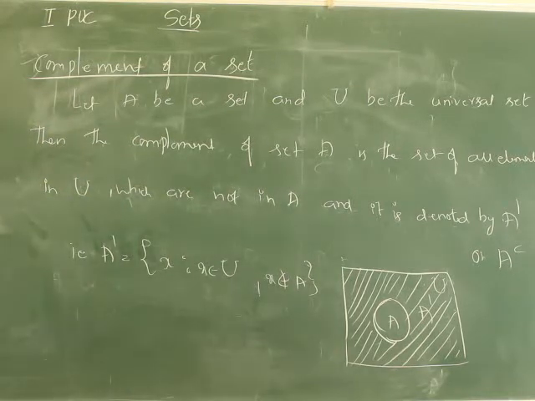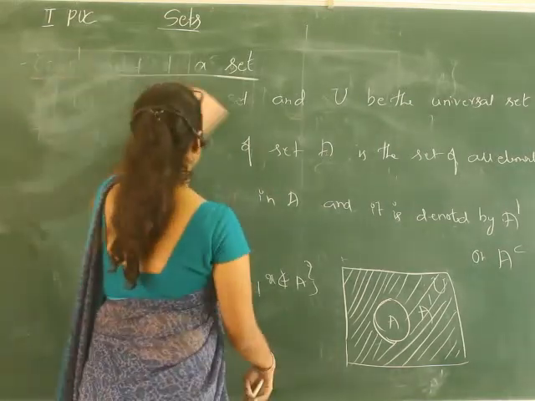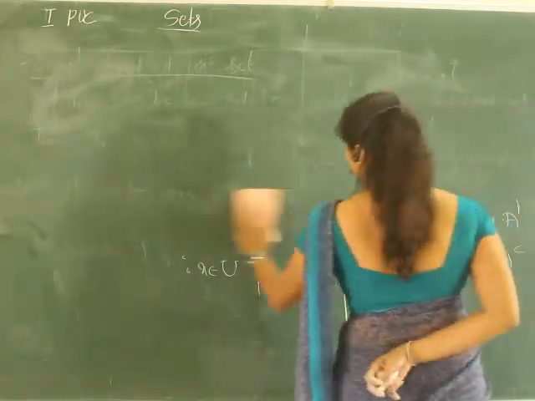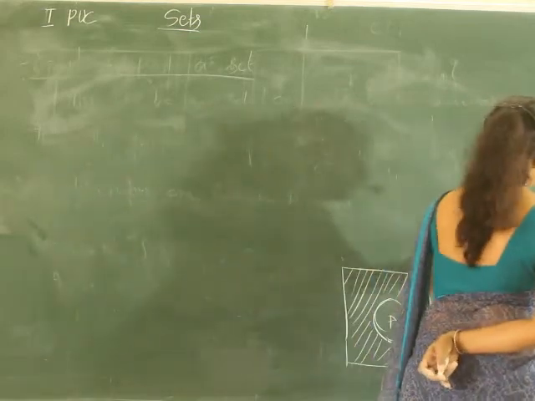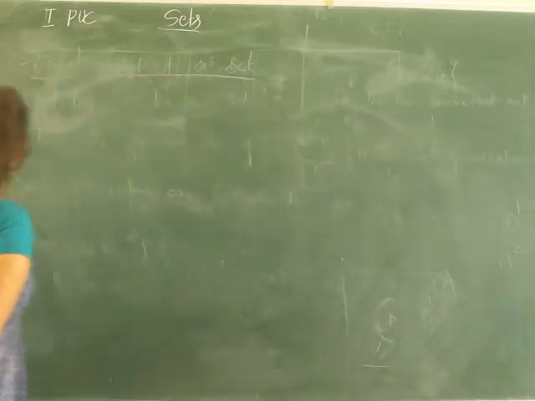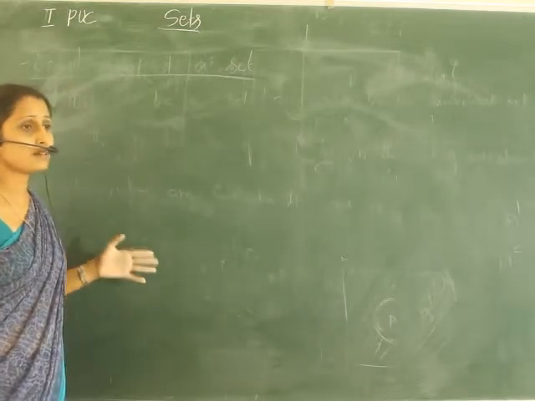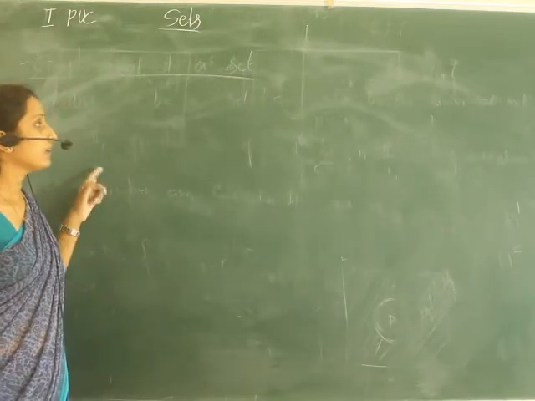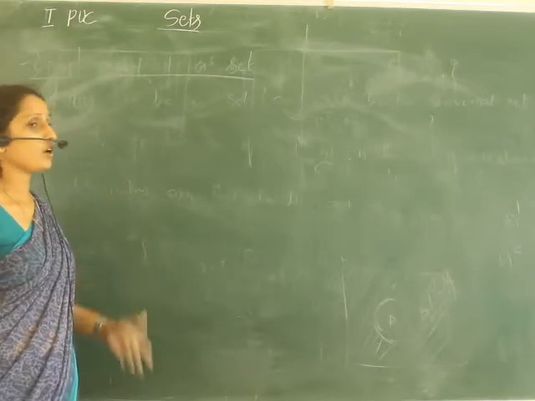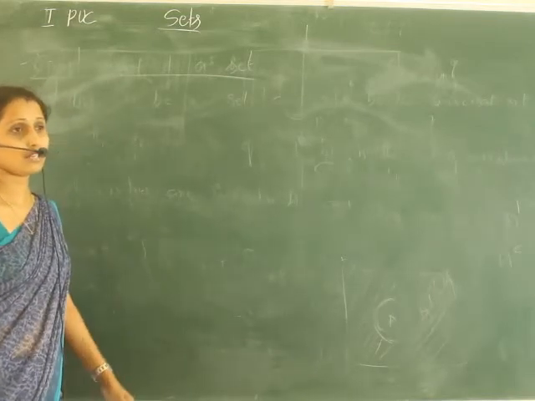This is the definition, so I will give examples. I have already given an example, you can copy down that example. Let U be the universal set, that is the students of the first PUC classroom. Example 1: U is the set of all students in a first PUC classroom. Let A be the set of all girls of the first PUC class. Therefore, A complement will be the set of all boys of the first PUC class. So that is one example.